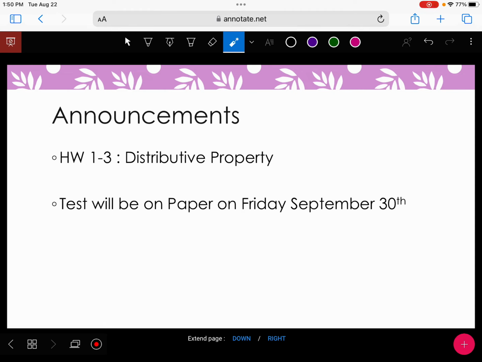And there's homework 1-3, which is more practice with the distribution stuff. Like the ones we just did. So while the distribution's still fresh in your head, I do recommend you go and look at that on Canvas. Test will be on paper on Friday, the 25th.